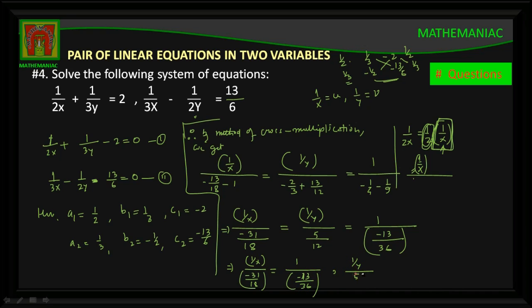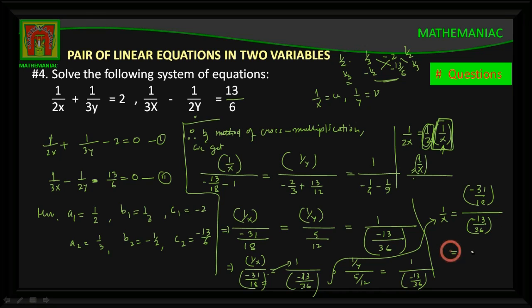Then 1 by y is 5 by 12, compared to 1 by minus 13 by 36. That's great. So after that, what I told when it was x, I simply told that this quantity has to be put directly over here and simplified. So here, I'm writing some dragon's tail like this due to the lack of space. So directly 1 by x will be equal to minus 31 by 18, and then here it is minus 13 by 36, and we get the simplifications, right?